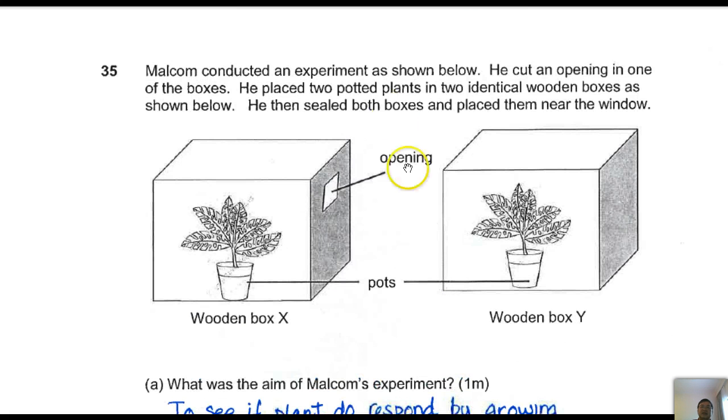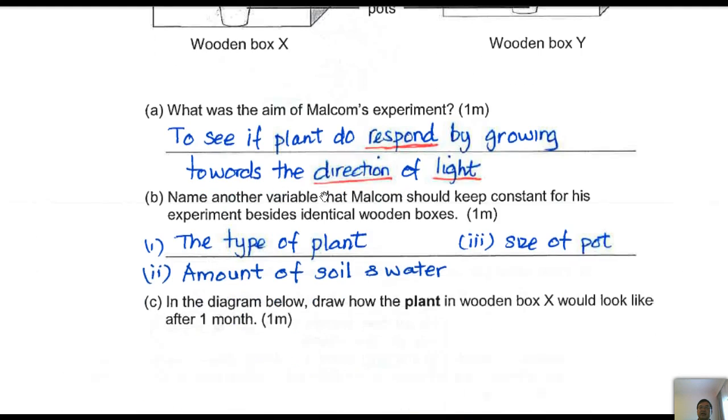Now let's take a look at the top again. Conduct experiment, cut an opening, place the two potted plants, identical wooden boxes as shown below. Then he sealed both the boxes and placed them near the window. When it's sealed, you must also take note that it need not mean that it's airtight. It's just sealed to disallow light to pass through from some other parts of the box. It only allows light to pass through the opening. Let's take a look at the next one.